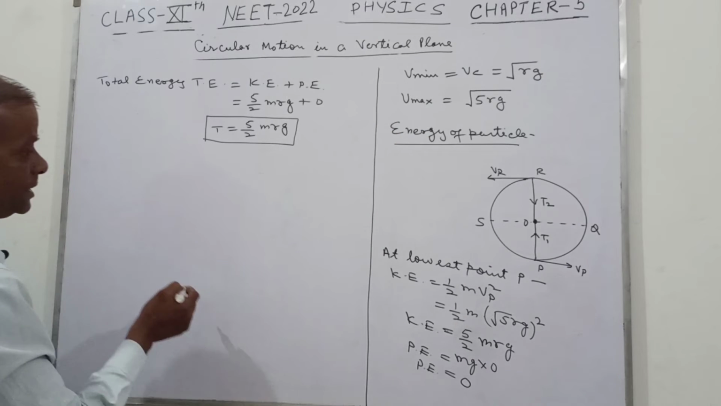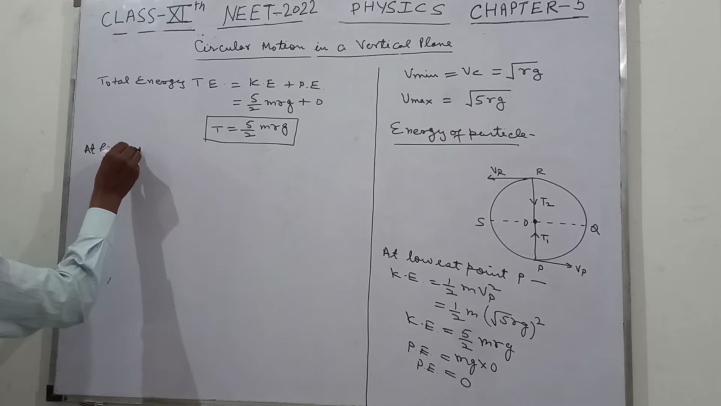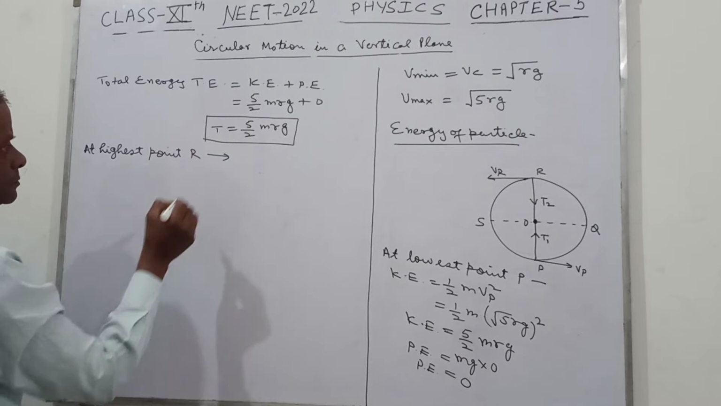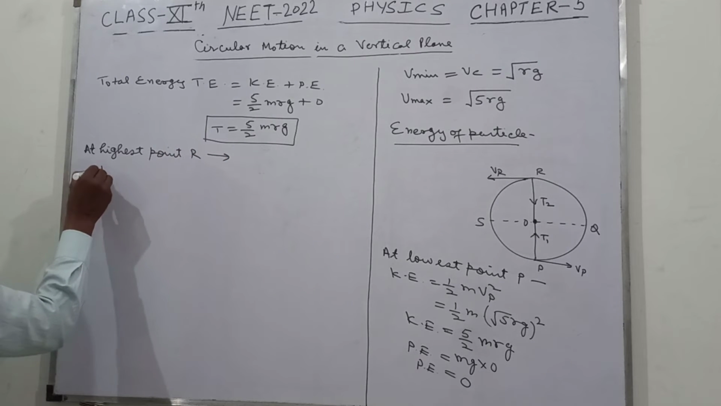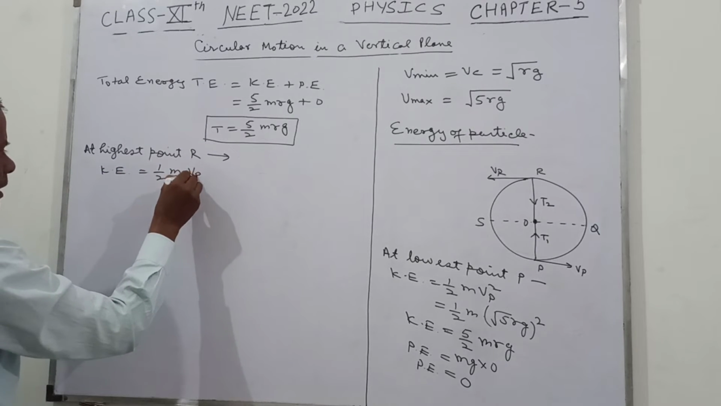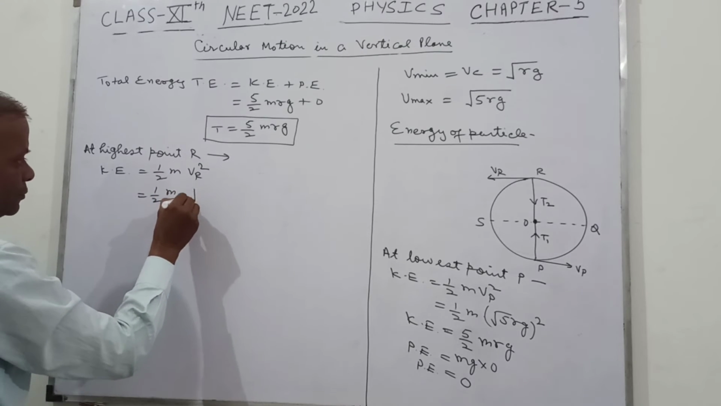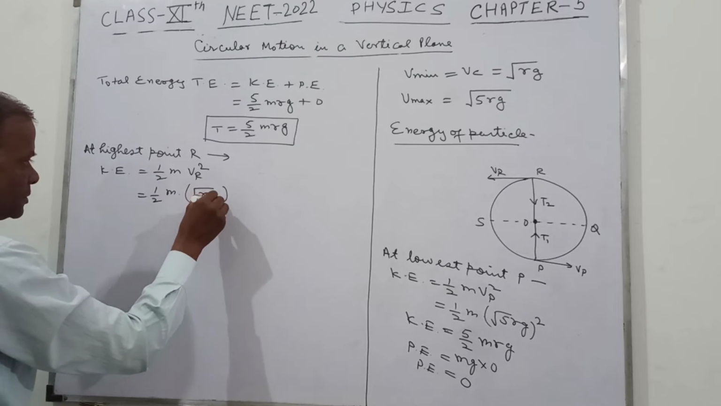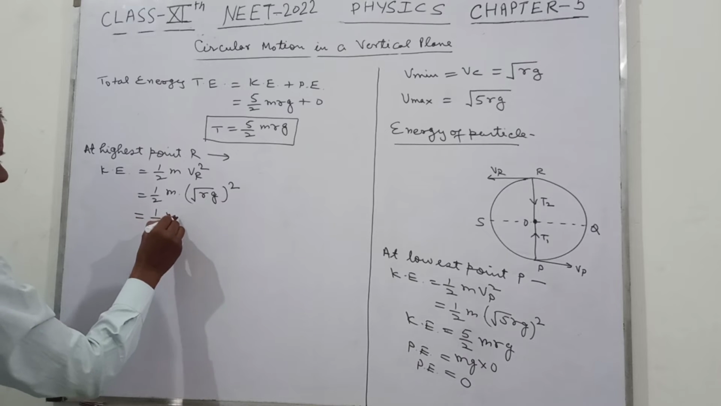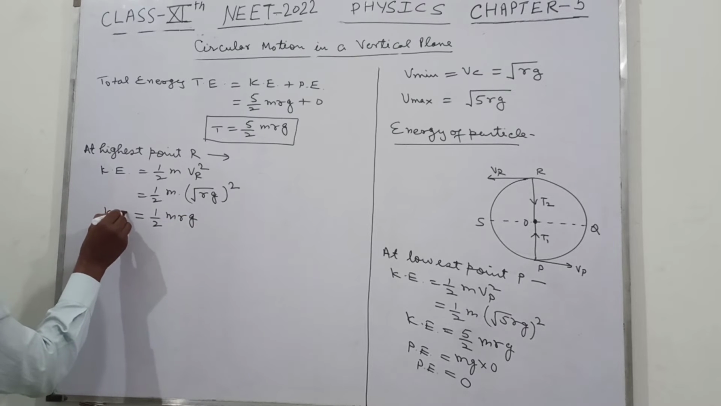Now at the highest point R, what we have? The kinetic energy is equal to half mVr square. So this is equal to half m, Vr that we know is square root of Rg, this is now whole square. So this is 1 by 2 mRg. This is now kinetic energy.